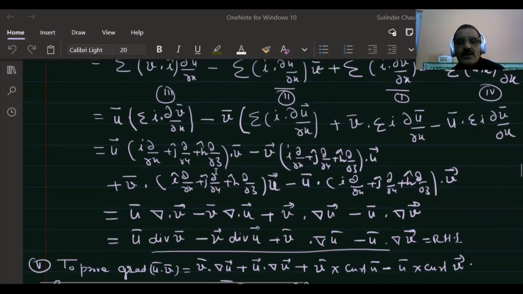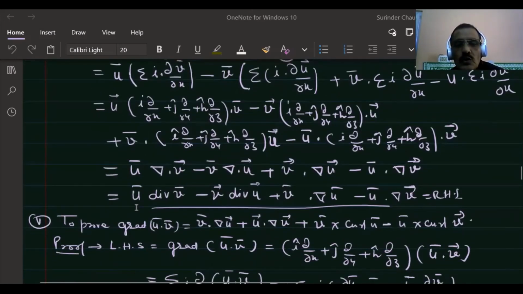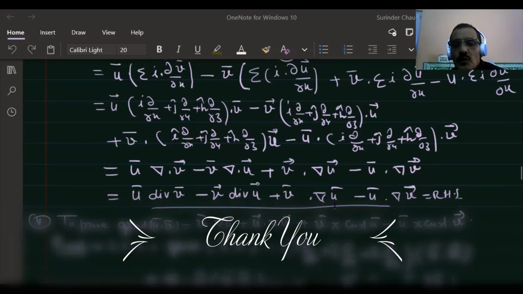So now after this, we will substitute the values. This is equal to u vector del dot v vector minus v vector del dot u vector minus v vector dot del of u vector plus u vector dot del of v vector. So this is equal to u vector del of v vector minus v vector del of u vector plus v vector gradient of u vector minus u vector dot gradient of v.